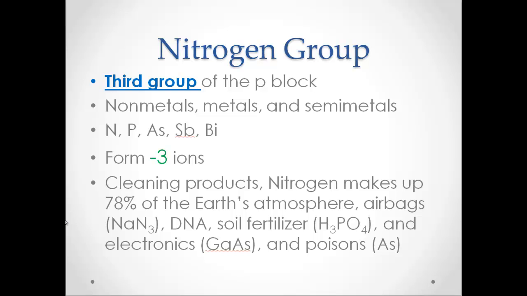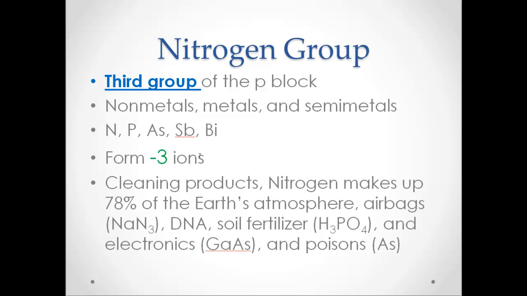These all form, or many of them form, -3 ions. Again, think about why is that? How many valence electrons do you think nitrogen has? And is it more willing to give up electrons or take electrons to become quote-unquote happy, to have a full octet? Lots of stuff again.